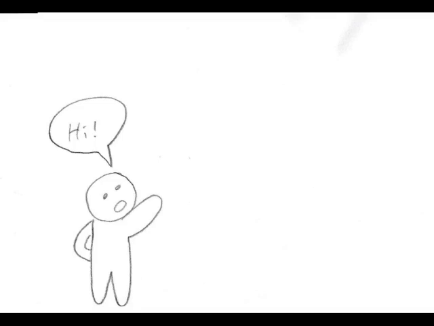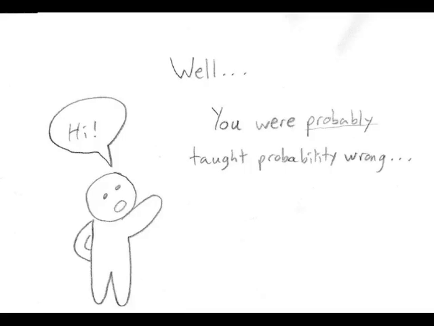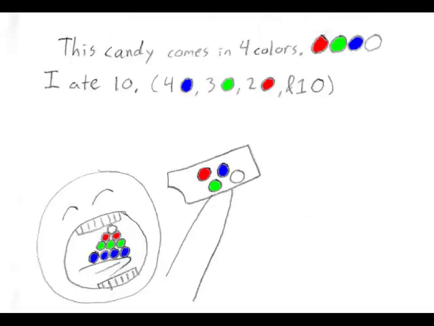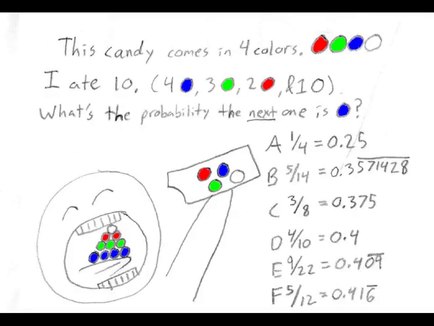Hi there! You were taught probability wrong. Well, you were probably taught probability wrong. I have an easy way to check. Just one question. This candy comes in 4 colors: red, green, blue, white. I ate 10: 4 blue, 3 green, 2 red, and 1 white. What's the probability the next one is blue?